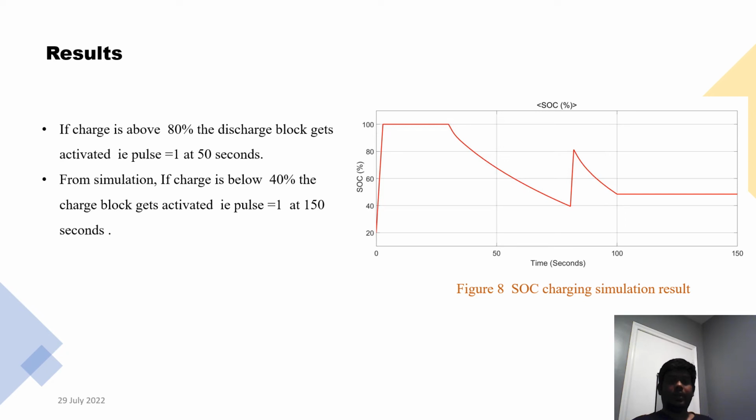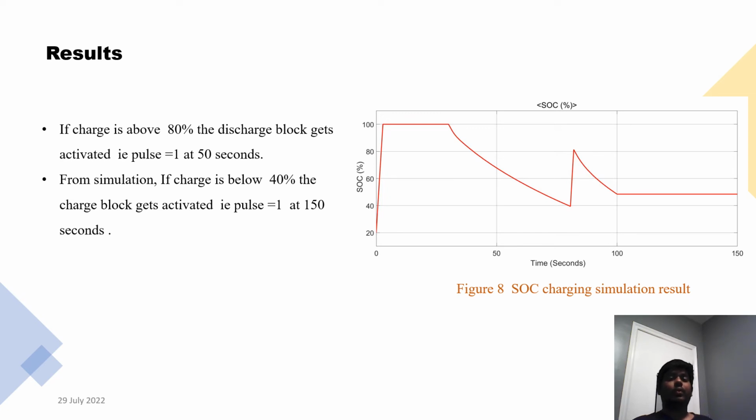Here in Figure 8, we can see the state of charge for a time period of 100 seconds. We can see that when the state of charge of the batteries is around 80%, the discharge block gets activated and the battery starts to discharge until the battery reaches 40%. Then the battery starts to charge again, and when it reaches 80%, the next cycle of discharge begins, hence keeping the battery state of charge between 40 and 80%.